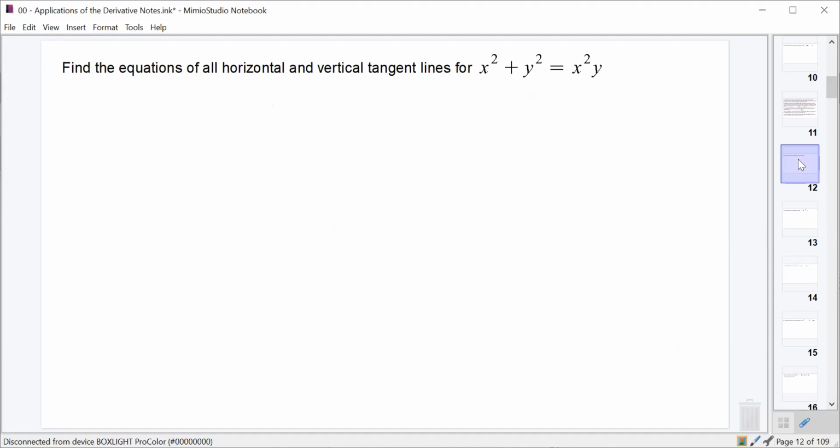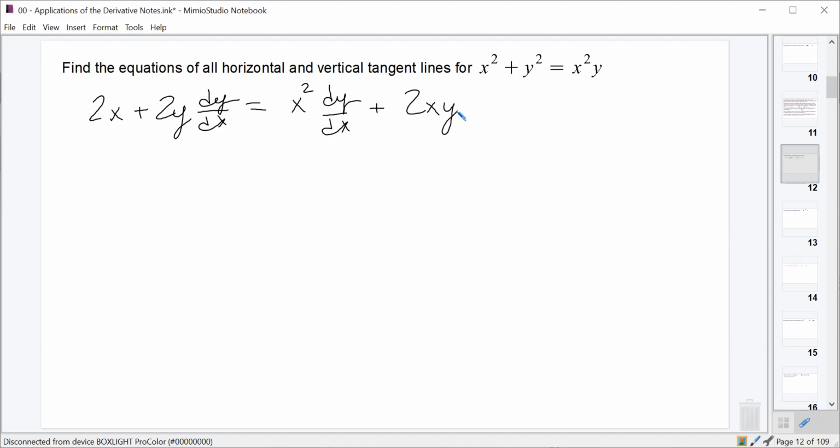So we're going to try and find the equations of all of the horizontal and vertical tangent lines for x squared plus y squared equals x squared y. So this implicitly defined relation needs to be differentiated implicitly with respect to x. So we'll start with 2x plus 2y dy dx is equal to the derivative of x squared y, which has to be done using the product rule, x squared times the derivative of y, plus the derivative of x squared, which is 2x, times y.